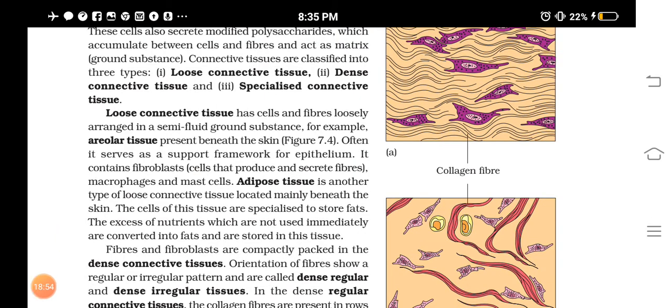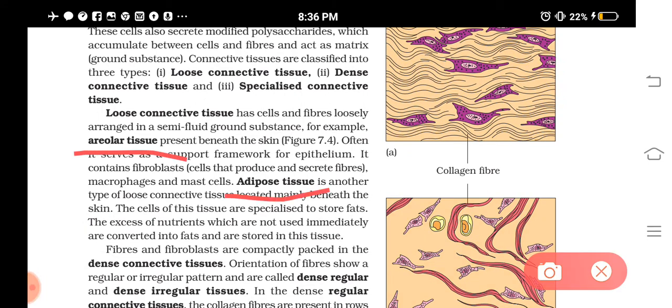So in loose connective tissue, I told you, in connective tissues there will be a matrix, cells, and fibers. Matrix is not living, which is secreted by the cells, isn't it? And fibers are also secreted by the cells. And you can see the cells and fibers will be arranged in a semi-fluid ground substance. So in loose connective tissue, the matrix will be semi-fluid. Examples of this are areolar connective tissue and adipose tissue.